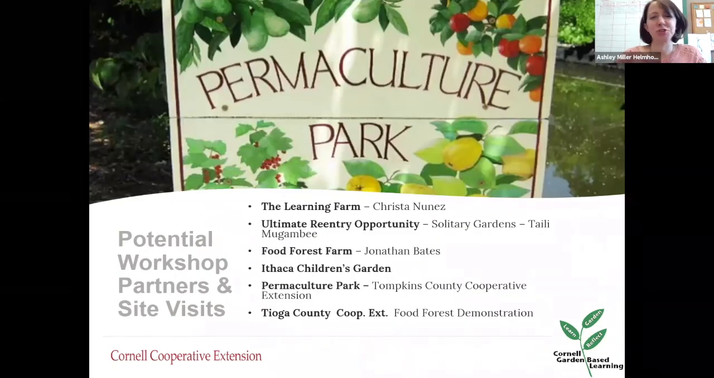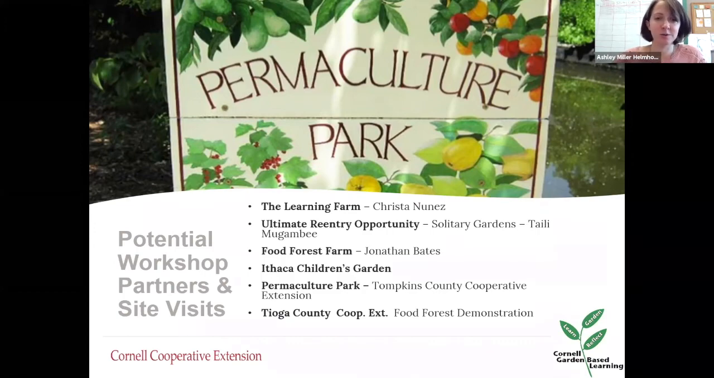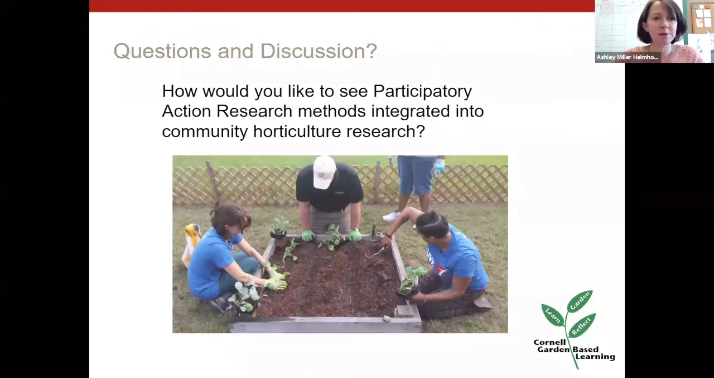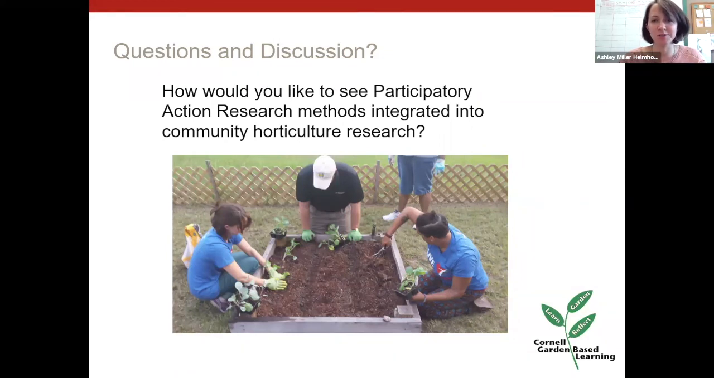And these are just a few of the really fantastic partners that we're interviewing and talking to about future workshops. But we have some really wonderful people working in the state. I get to work with all of these wonderful folks, and I'm really hopeful that we can get some input from all of you. So I believe I'm at time, and I would love to open up for question and answer and hear what you have to think about participatory action research as a method for this kind of research in community horticulture.